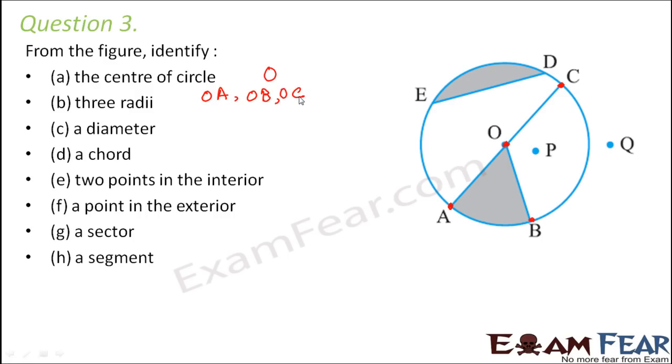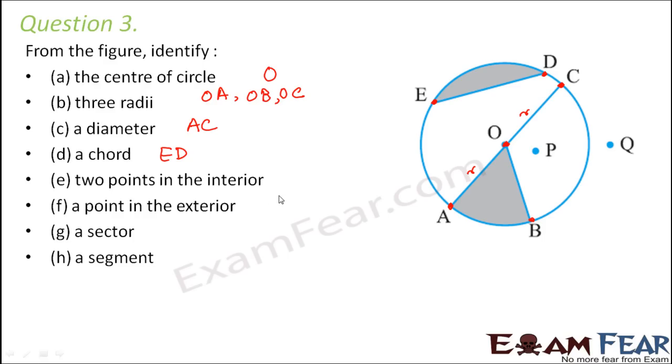A diameter. So diameter is nothing but twice the radii. So basically this is radius, this is also radius. Joining the two radii is the diameter. So basically AC is the diameter. A chord. So diameter is also a chord, but other than the diameter, do you have any other chord? Of course you have one, ED, because it joins 2 points on the circle. So ED is a chord other than the diameter. But otherwise diameter is also a chord.